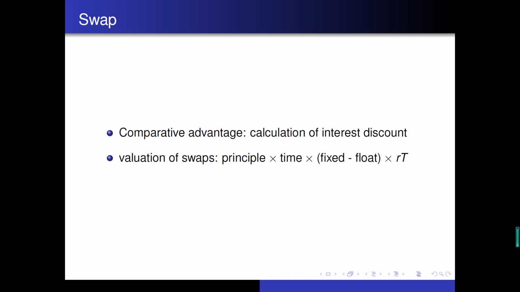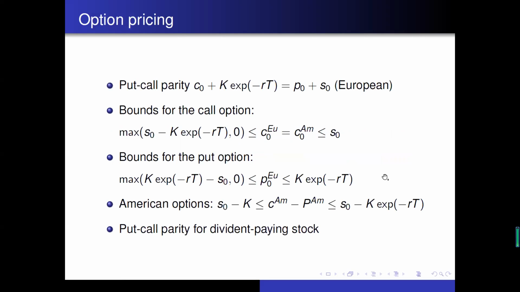Sometimes we also have a bank as an intermediary, and then the bank is going to take a spread. And under that case, how to calculate the interest discount? That is a core question of this chapter. The second thing is the evaluation of swaps. So it's principal times time times the interest rate difference times e^(-rT). e^(-rT) is the discount rate.